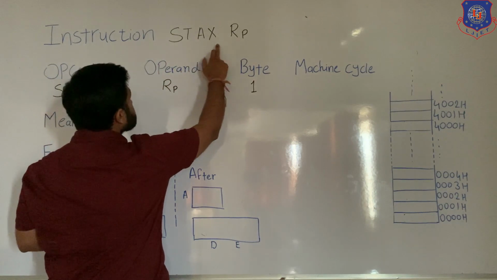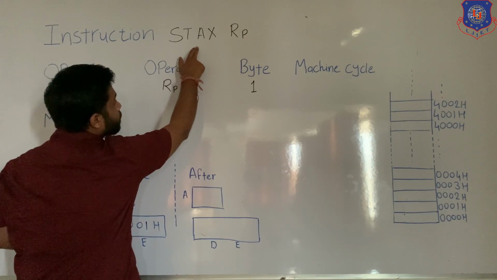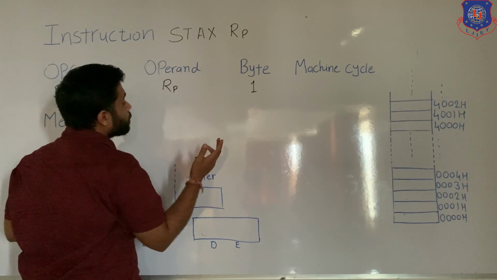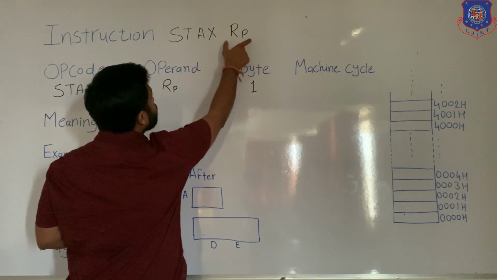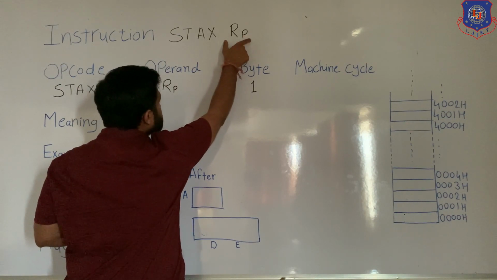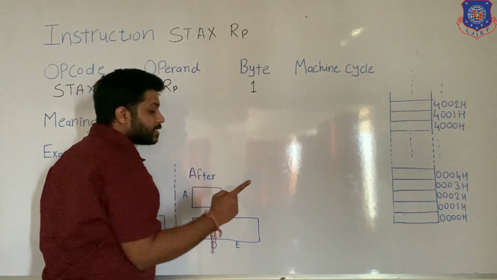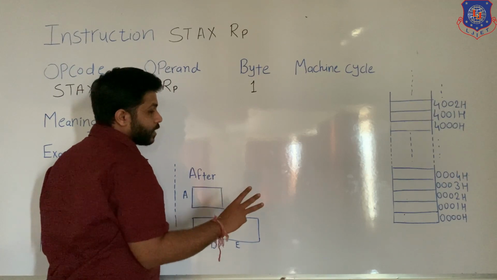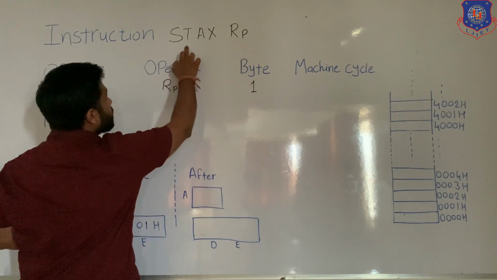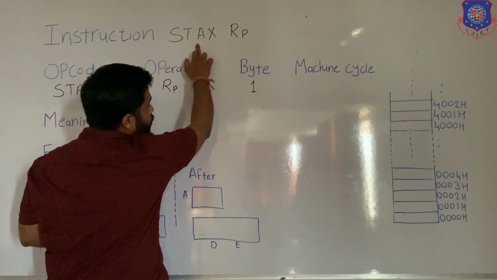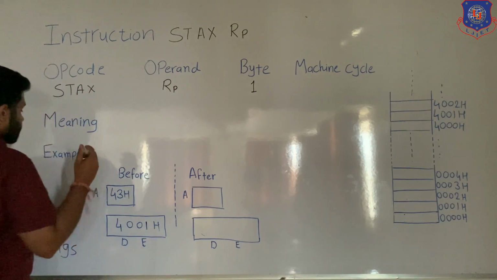Now, STAX register pair. It means store data from accumulator. But from accumulator to where? Store data from accumulator to the memory location specified in the register pair. So in this portion, you can specify any register pair: BC, DE or HL. 3 combinations are possible. So STAX RP means store data from accumulator to the memory location which is specified in the register pair. Let's see one example so that you can understand clearly.